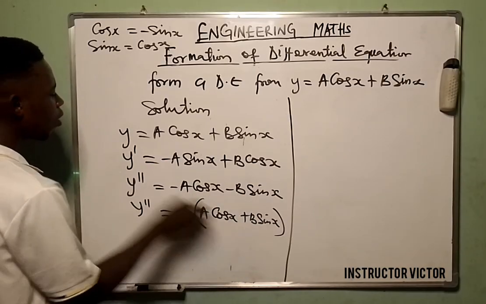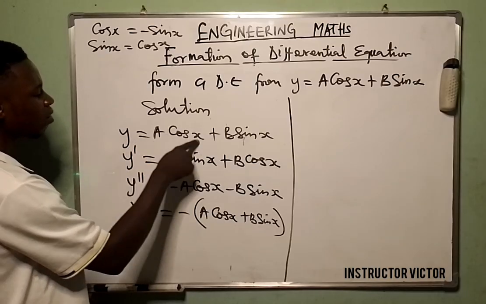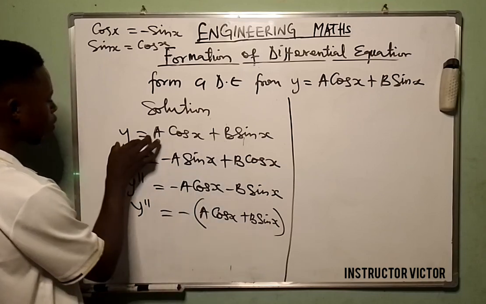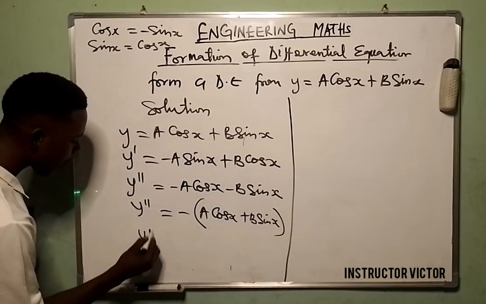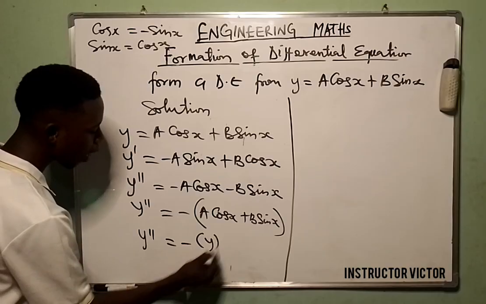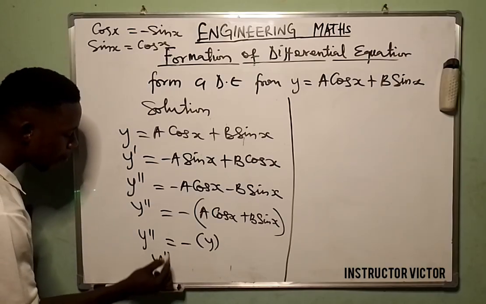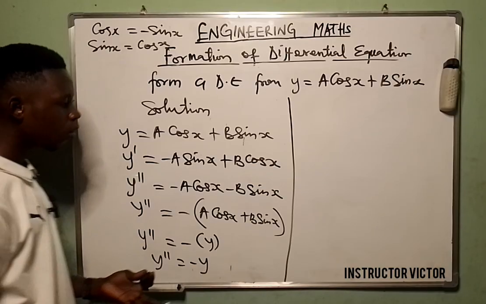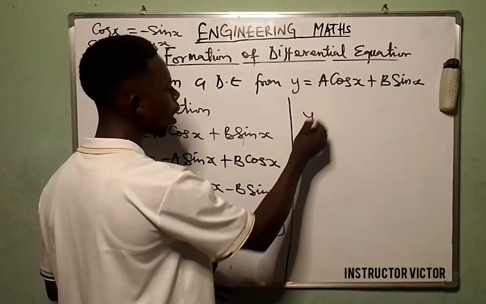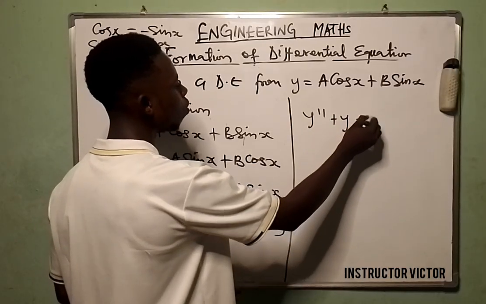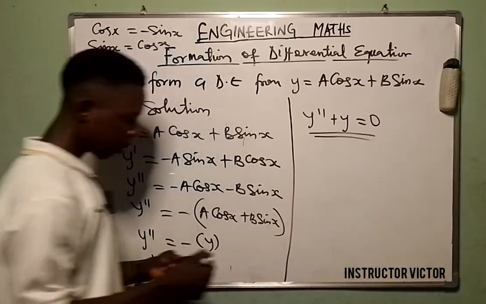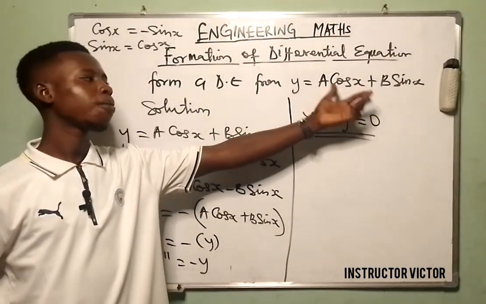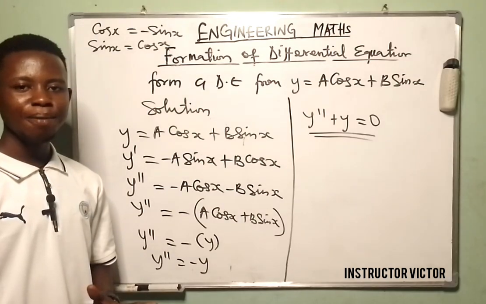Now if you look at the first function, y equals a cos x plus b sine x, you observe that a cos x plus b sine x is the same as y. Therefore the second derivative is equal to minus y. This is our formation of the differential equation. To make it look better, we write y double prime plus y equals 0. So this is our differential equation formed from the function a cos x plus b sine x. As simple as that.